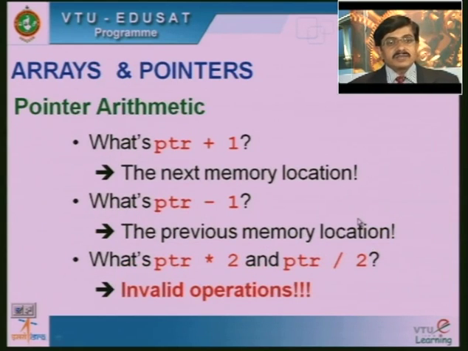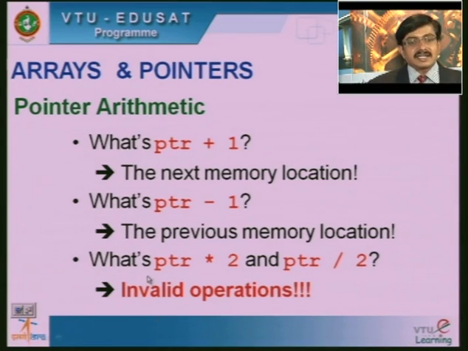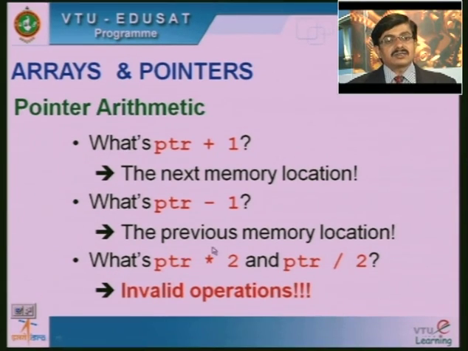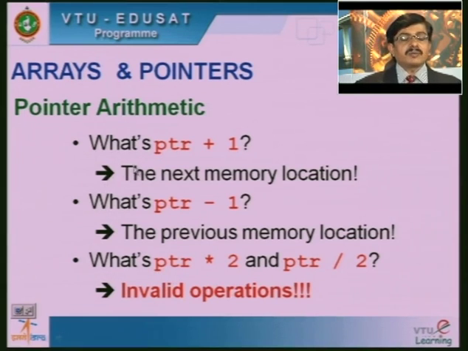Now, over pointers we can even perform arithmetic operations. For a particular pointer, if I add the value 1, it means I am going to the next memory location. If I subtract a value from a pointer, it means I go to the previous memory location. We cannot perform multiplication or division over the addresses or over the content of the pointer. The only two operations we can perform over pointers are addition or subtraction. These are the only two valid pointer arithmetic operations in programming.